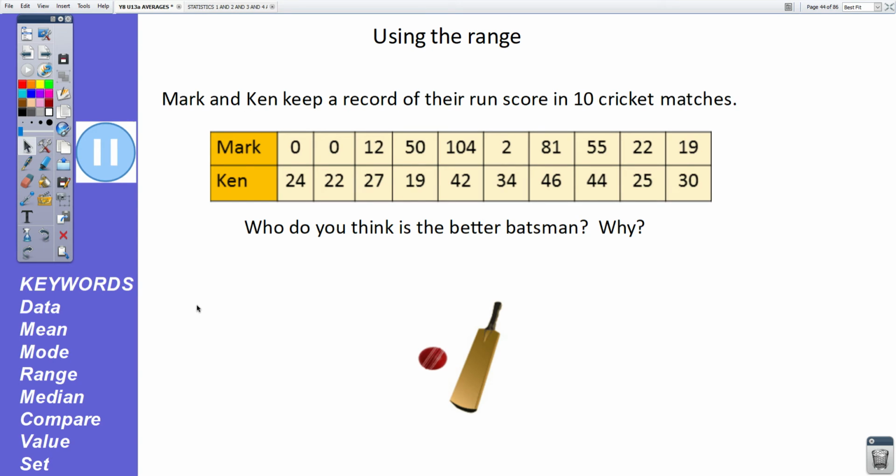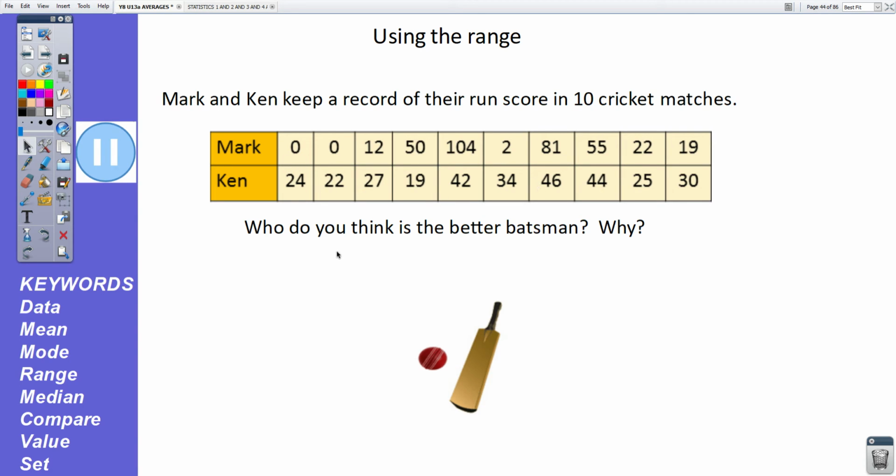Using the range again. Mark and Ken keep a record of their run score in 10 cricket matches. Basically, for anybody who doesn't play cricket, you hit the ball and you can score runs. And those runs mount up over the course of a game. You can score 0, which is where you are bowled out very, very quickly without scoring any runs. You can score 104. If you score 100, it's called a century, which is a very good score for a game. Now, these are the scores that Mark and Ken got over 10 different matches.